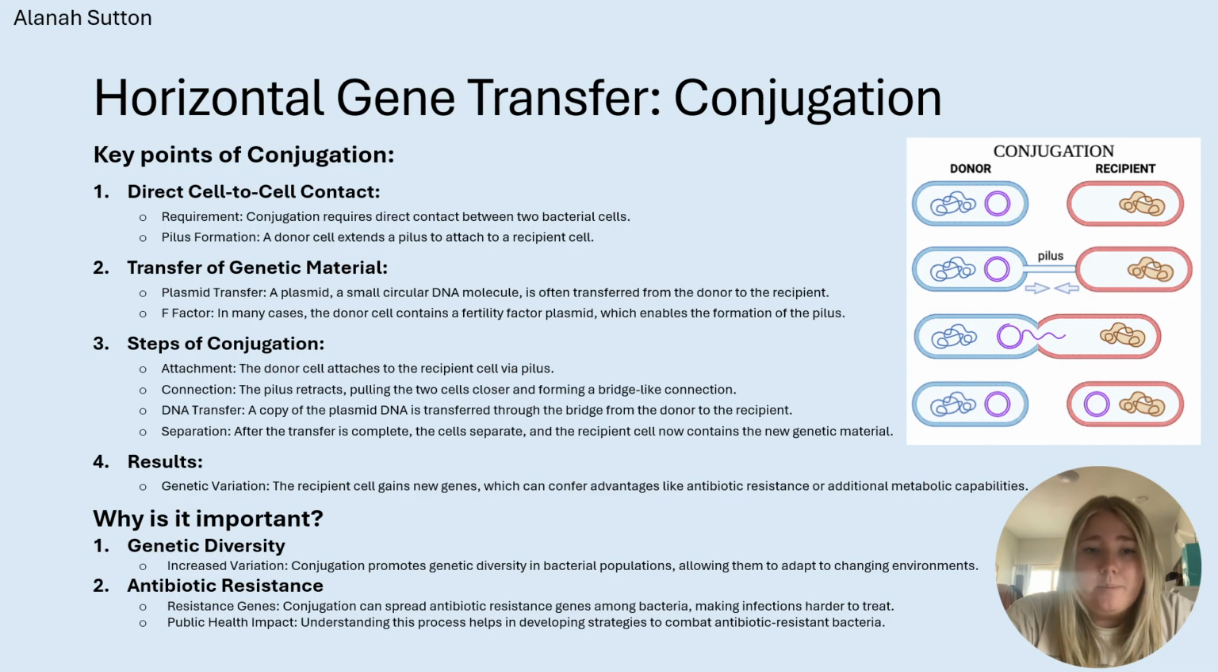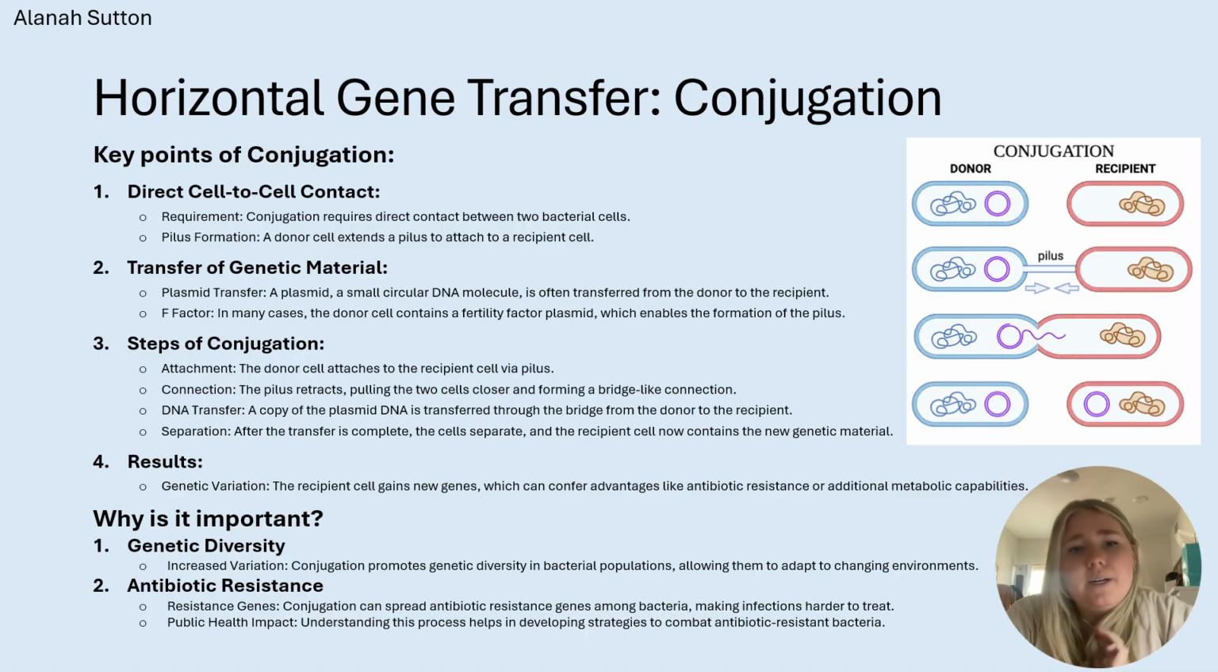Steps of conjugation. Attachment: the donor cell attaches to the recipient cell via the pilus. Connection: the pilus retracts, pulling the two cells closer and forming a bridge-like connection. DNA transfer: a copy of the plasmid DNA is transferred through the bridge from the donor to the recipient. Separation: after the transfer is complete, the cells separate and the recipient cell now contains the new genetic material. Results, genetic variation: the recipient cell gains new genes which can confer advantages like antibiotic resistance or additional metabolic capabilities.